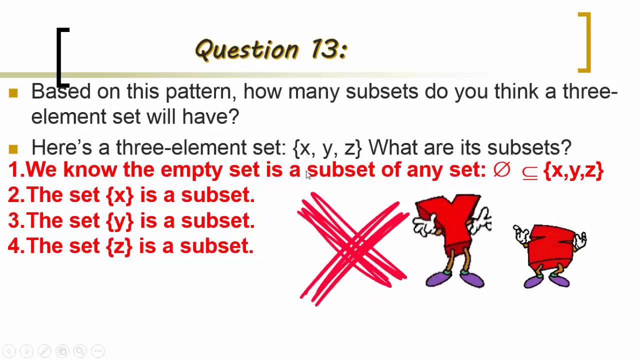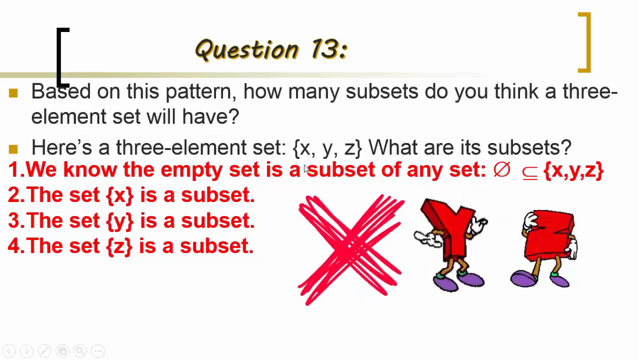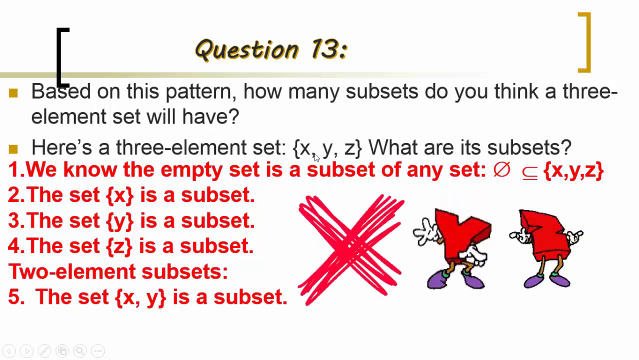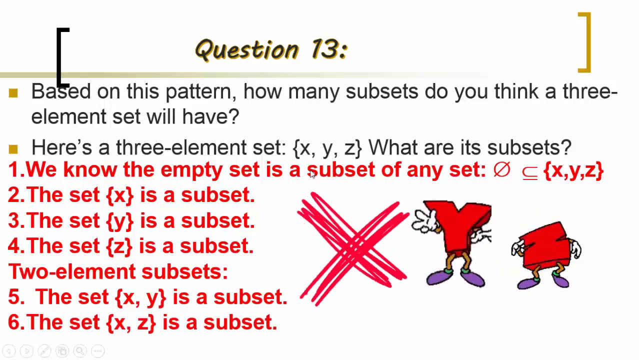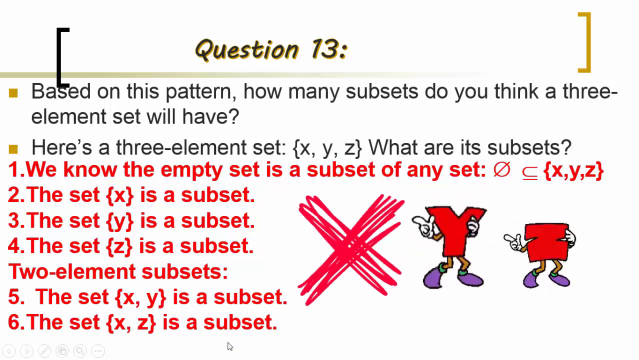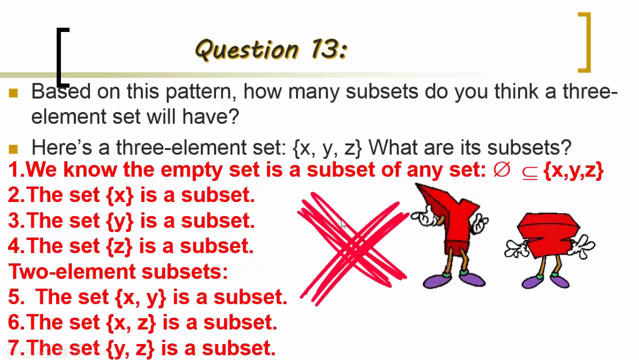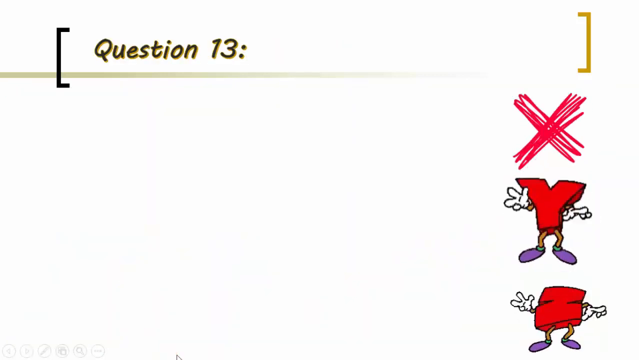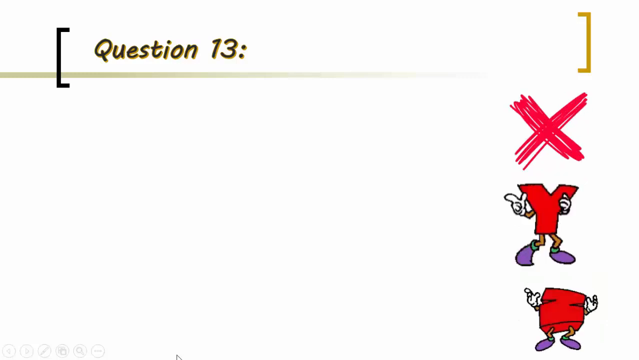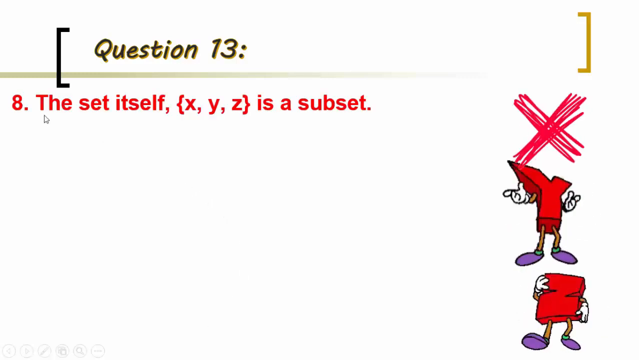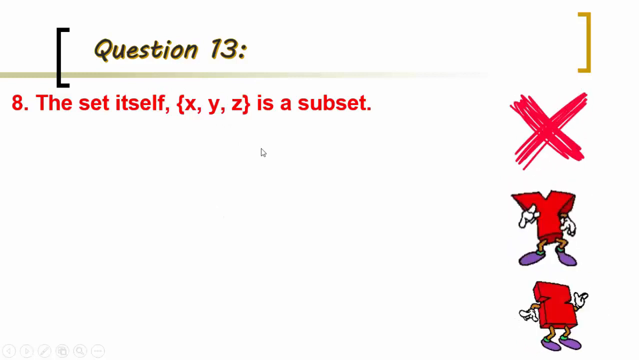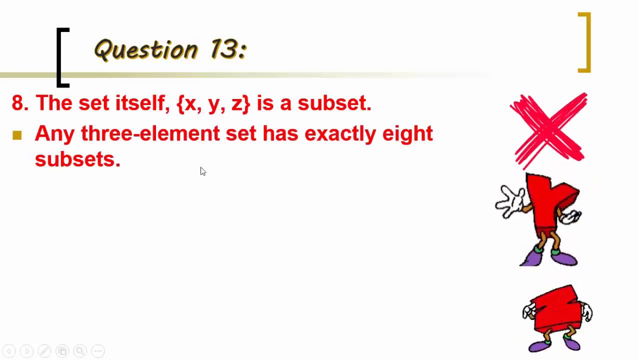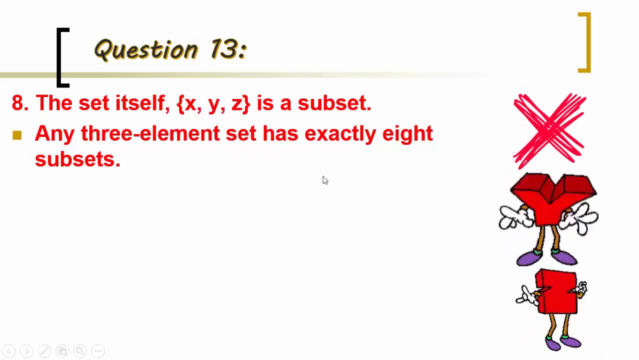Now we go on to the 2-element combinations. So we have X and Y is a subset of X, Y, and Z. X and Z are a subset of X, Y, and Z. And then Y and Z is a subset of X, Y, and Z. And of course, it's a subset of itself. So X, Y, and Z is also a subset. So any 3-element set has exactly 8 subsets.